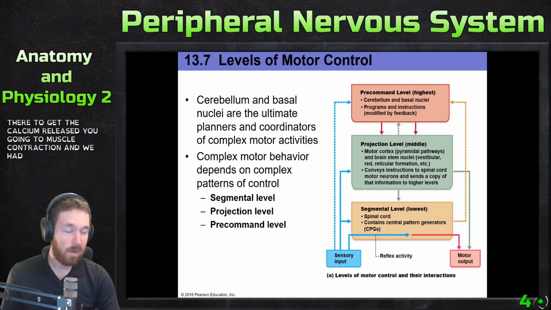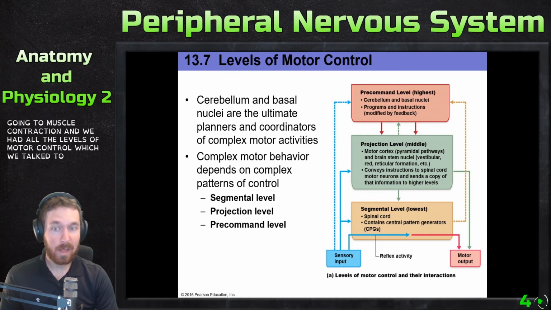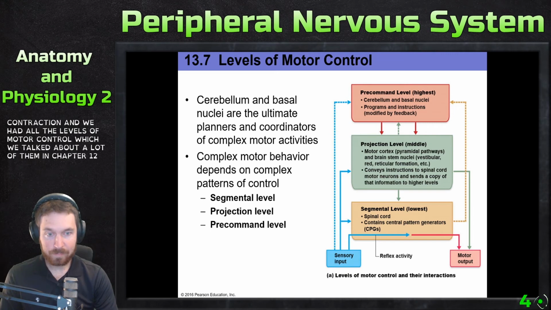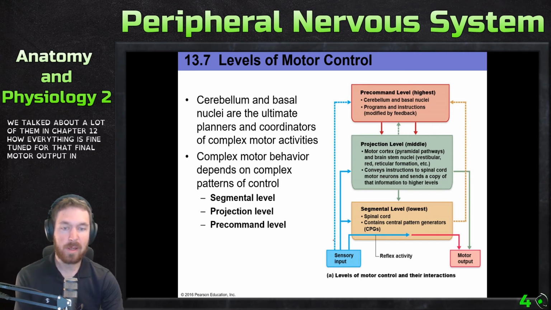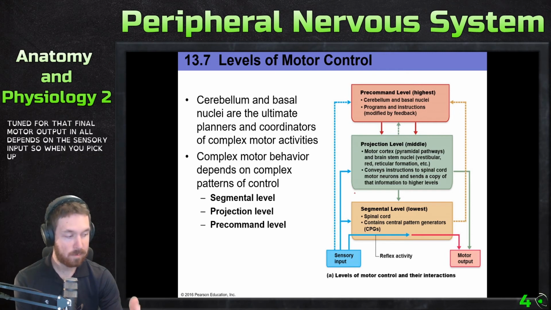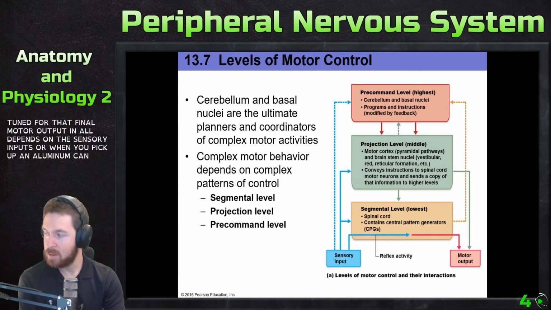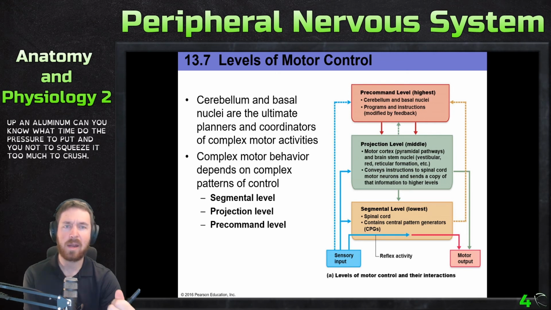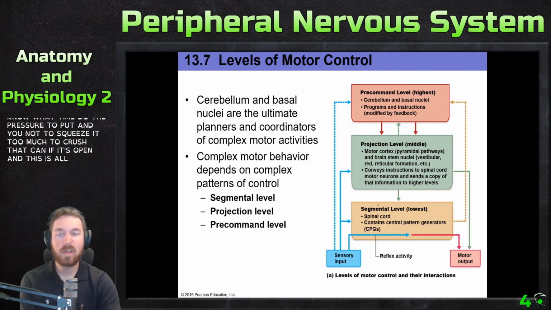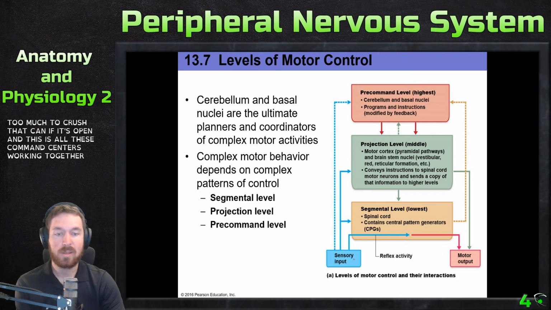And we had all the levels of motor control, which we talked about a lot of in chapter 12. How everything is fine-tuned for that final motor output. It all depends on the sensory input. So when you pick up an aluminum can, you know the pressure to use, and not to squeeze it too much and crush that can if it's open. And this is all these command centers working together. So let's start out here.